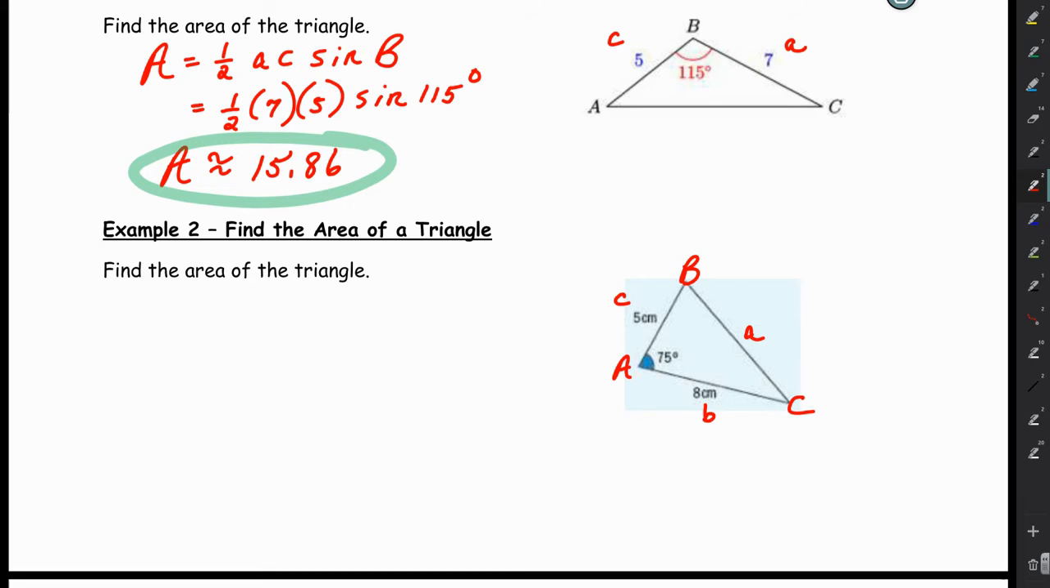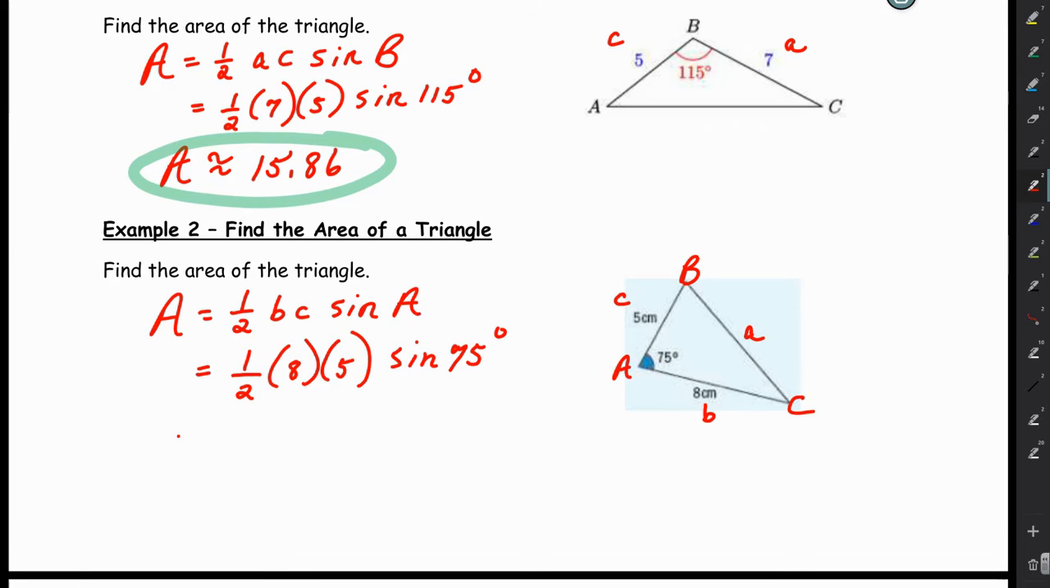And I didn't mention this in example 1. Just notice that the angles in geometry are always named using capital letters, and the sides are always named using lowercase letters. All right, so I'm going to be using angle A here. So the formula that I would be using would be 1/2 BC sine of A. And then we'll just fill that in. So if we put that in our calculator, we're going to get that the area is approximately 19.32.